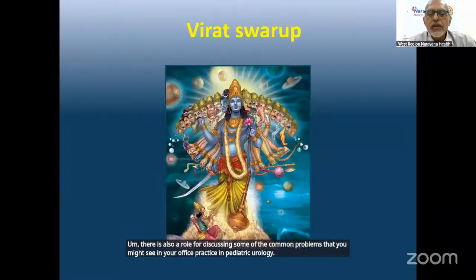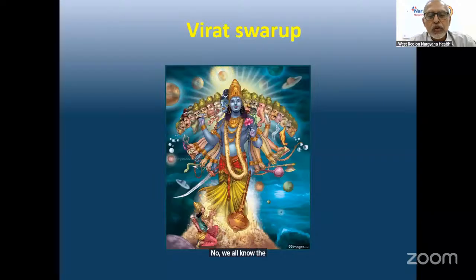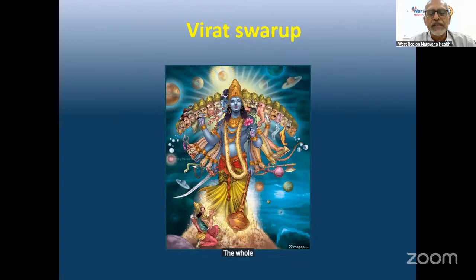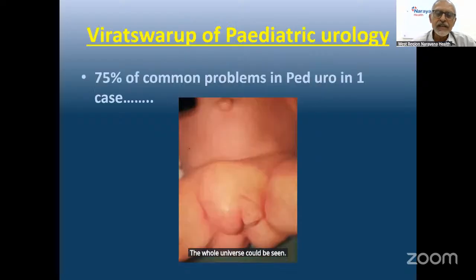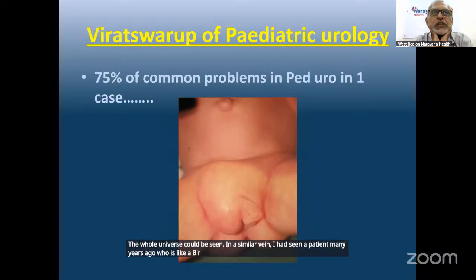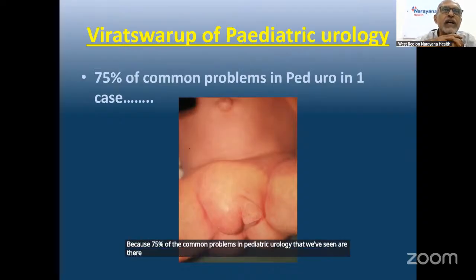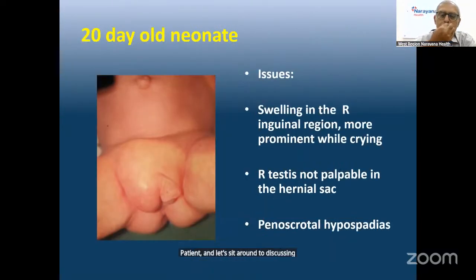Now, we all know the Hindu story of the Gita, where Krishna reveals his Virat Swarup, where in one individual the whole universe could be seen. In a similar vein, I had seen a patient many years ago who is like a Virat Swarup of pediatric urology, because 75% of the common problems in pediatric urology that we've seen are there in this one patient. And let's sit down to discussing what this is.